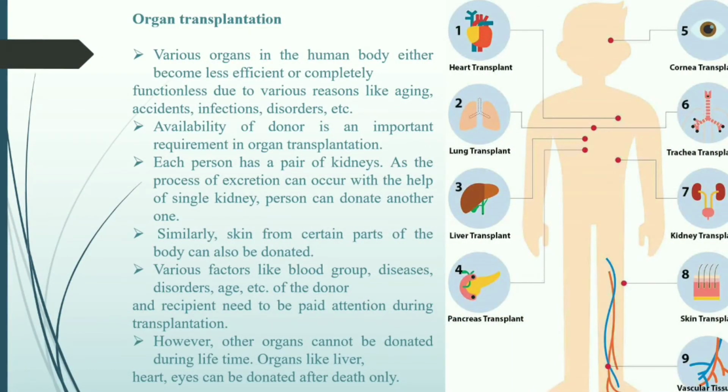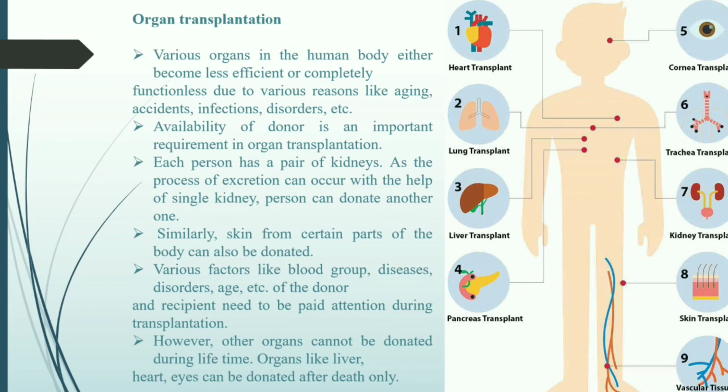When it comes to organ transplantation, there are some factors which should be taken into consideration. Various organs in the human body either become less efficient or completely functionless due to reasons like aging, accidents, infections and disorders. The most important factor is the availability of a donor. Each person has a pair of kidneys, as the process of excretion can occur with the help of a single kidney. A person can donate another kidney. Similarly, skin from certain parts of the body can also be donated.